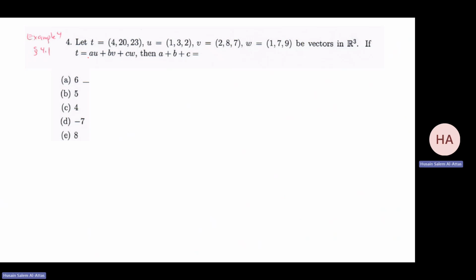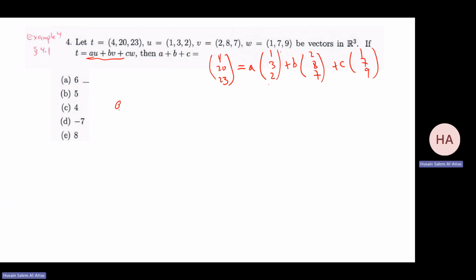Now this one: try to write it as a linear combination, find A, B, C, and just add them. So I have the vector (4, 20, 23), call it A times (1, 3, 2), plus B times (2, 8, 7), plus C times (1, 7, 9). So I need to solve the system, which is this matrix times A, B, C.